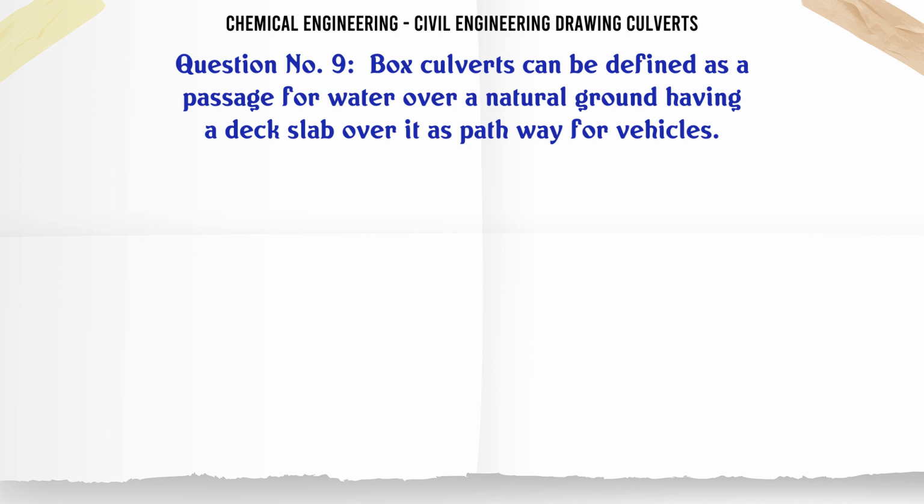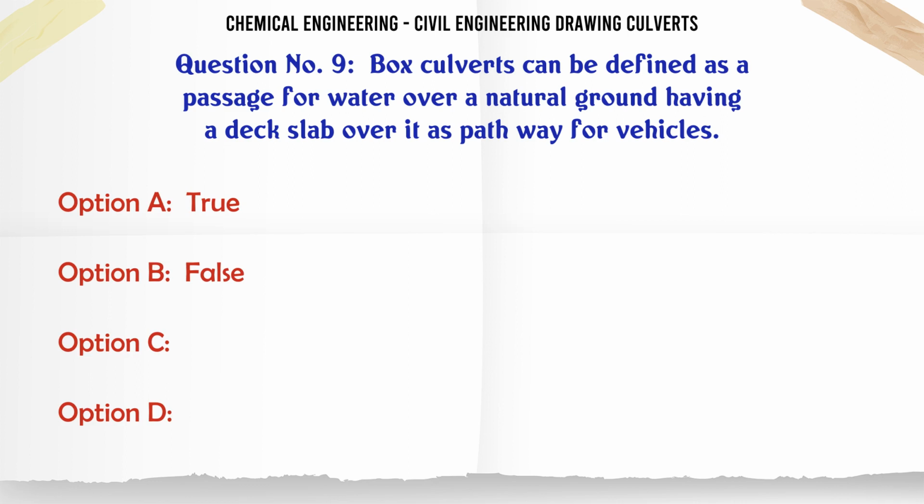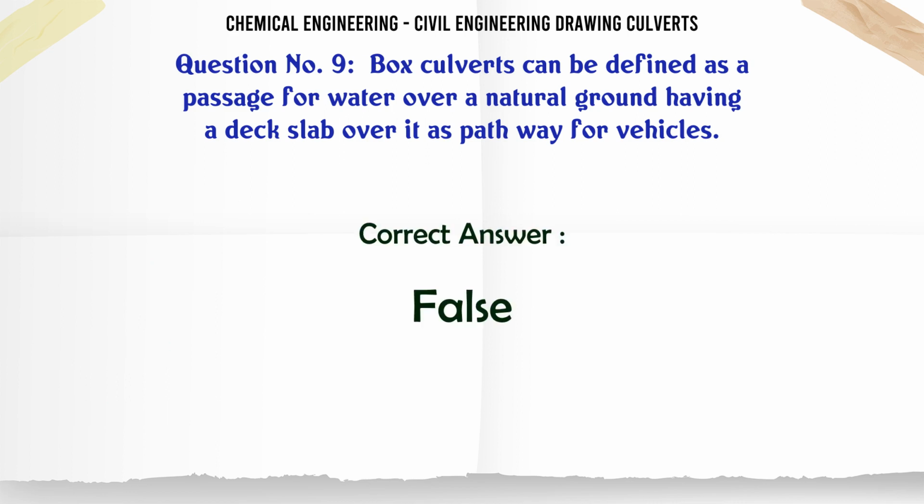Box culverts can be defined as a passage for water over a natural ground having a deck slab over it as pathway for vehicles. A. True. B. False. C. D. The correct answer is false.